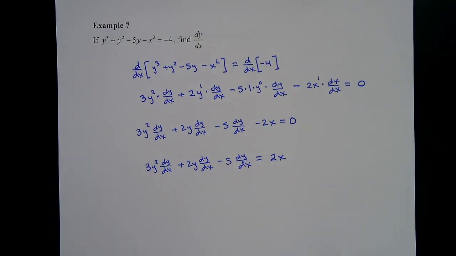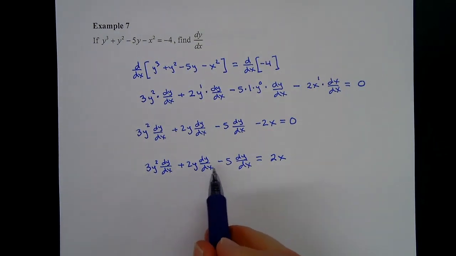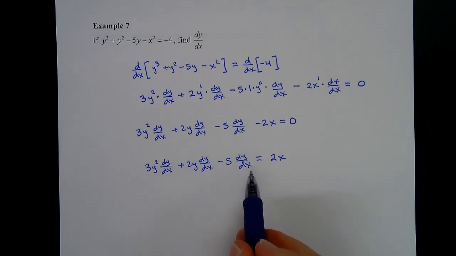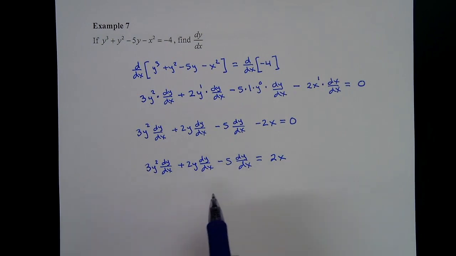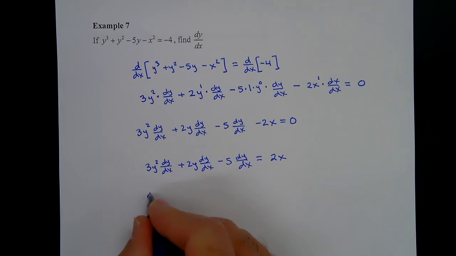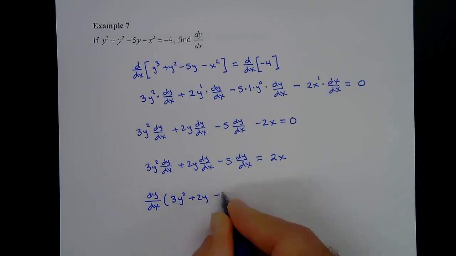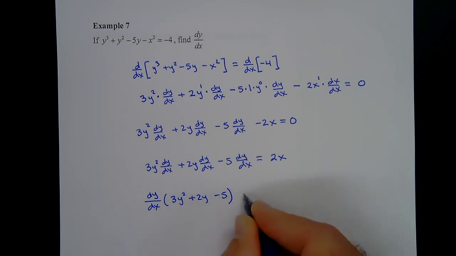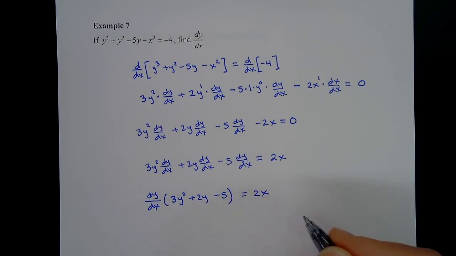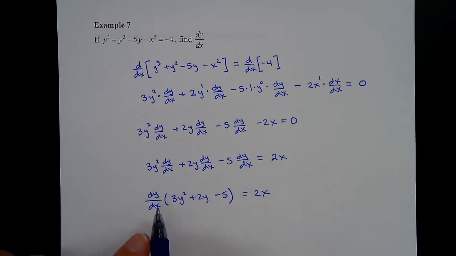Because each of these terms has dy over dx in it, it allows me to factor it out of all three. And so I'll have dy over dx times (3y squared plus 2y minus 5) equal to 2x. And so you notice we had three dy over dx terms, right? But now we have a product.